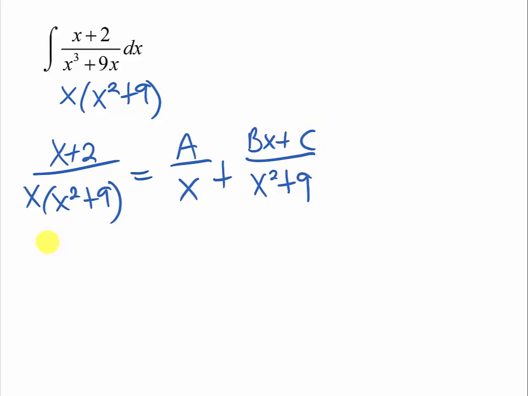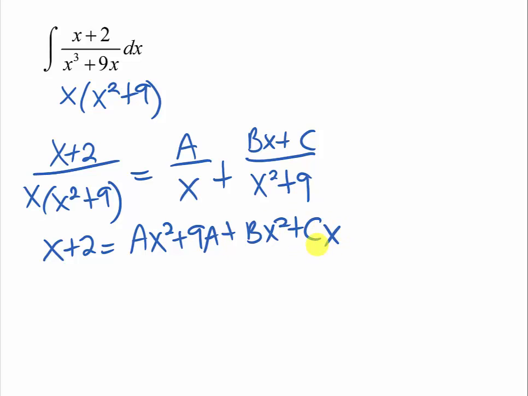Let's go ahead and clear the fractions. So I have x plus 2 equals, and I'm going to go ahead and multiply it out, Ax squared plus 9A plus Bx squared plus Cx when I clear this of fractions. So I am going to equate coefficients. I'm first going to look at the x squareds. There's no x squareds on the left. There's an A plus a B on the right.